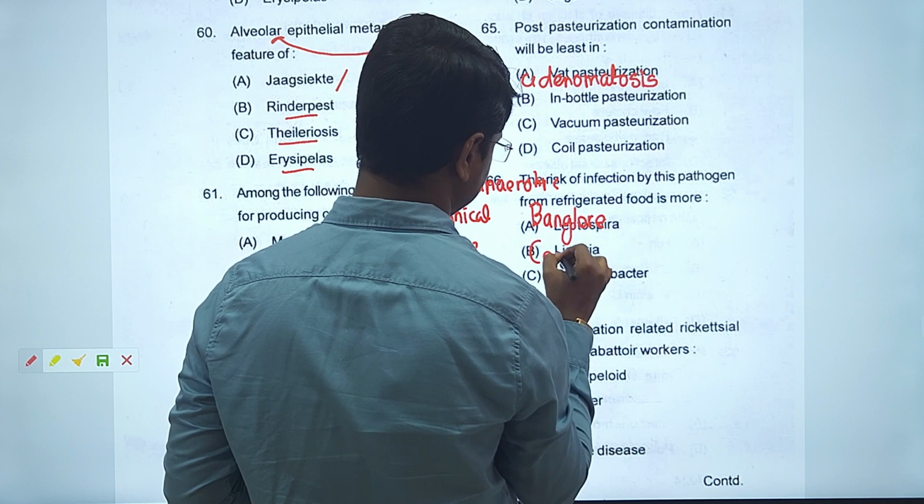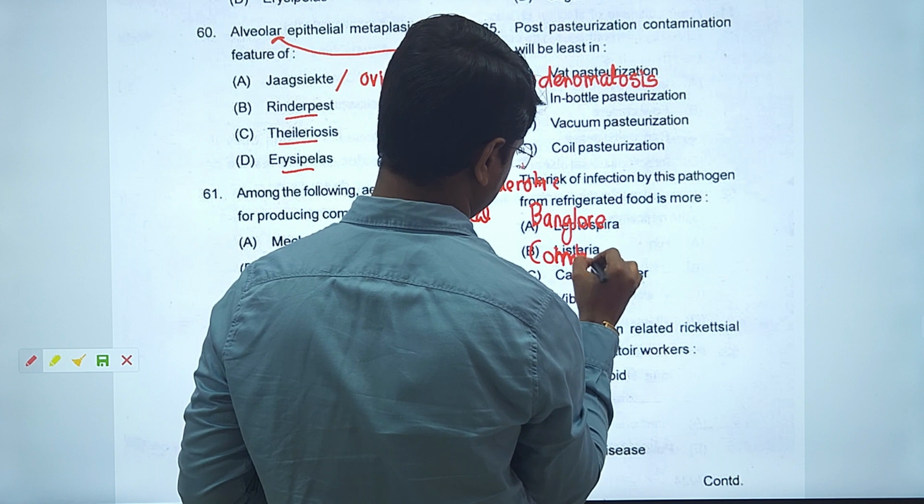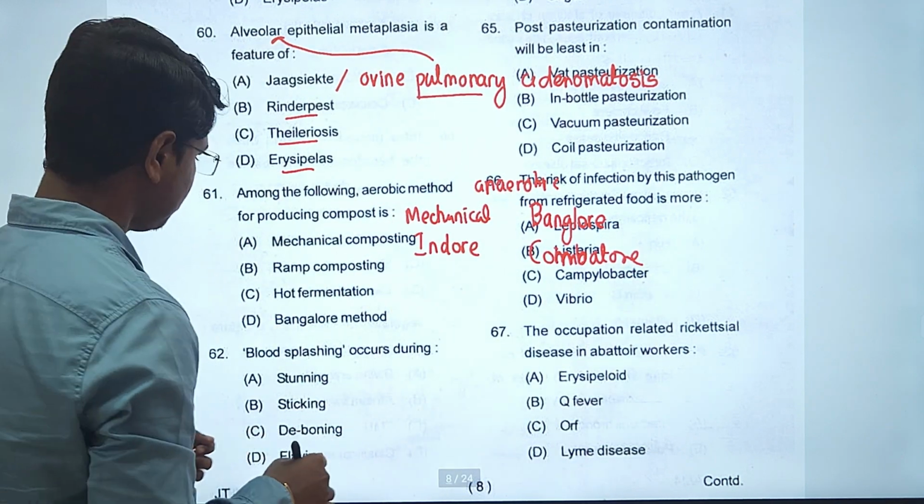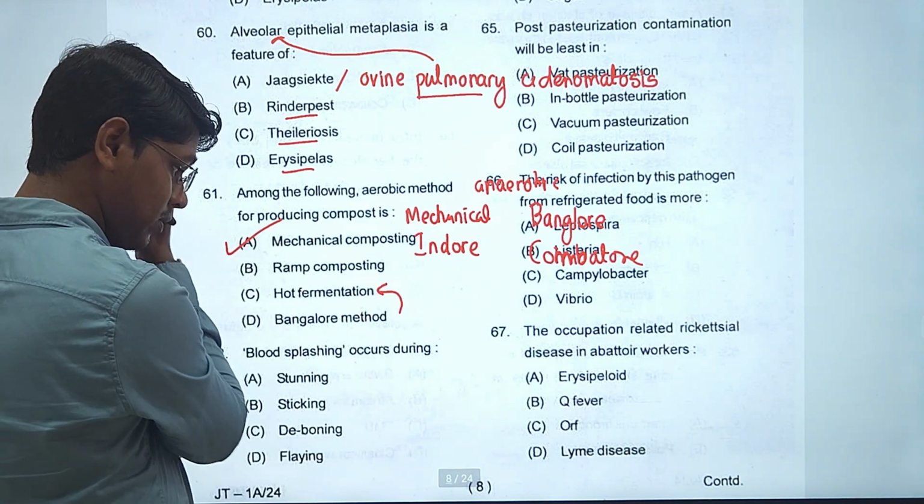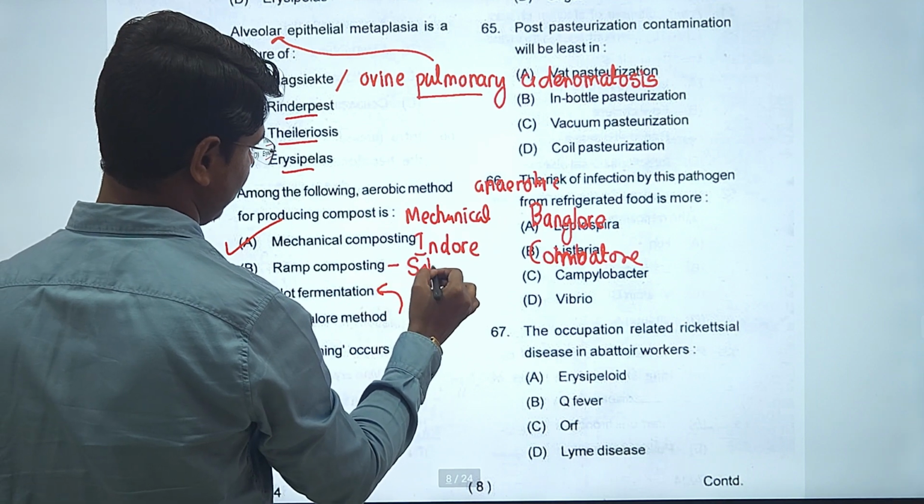These are basically management of organic waste. Okay, organic waste management. The Bangalore method is also known as hot fermentation. Answer is mechanical composting. Okay, Bangalore method, other name is hot fermentation. Ramp composting is basically for solid waste management.